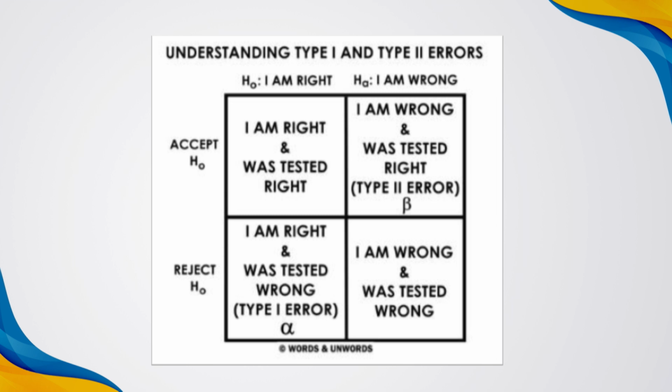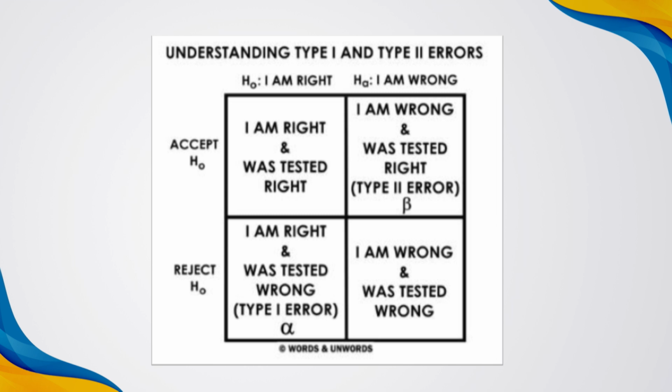Example of understanding type 1, type 2 errors. First one: I am right and I was tested right. This is nothing but accepting null hypothesis H naught when H naught is right. I am wrong and I was tested right. This is an example for type 2 error. This is nothing but accepting H naught when H naught is wrong.